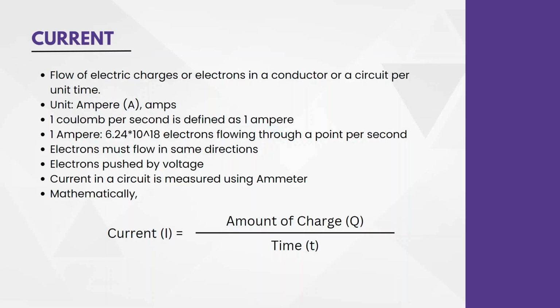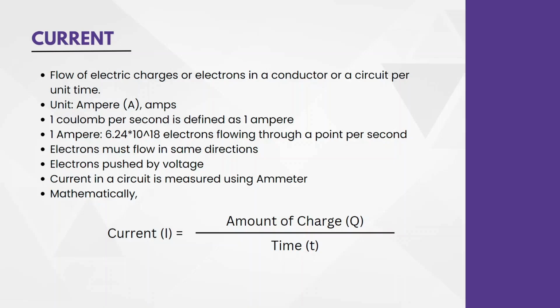Now let us break this down again. We know that 1 coulomb is 6.24 x 10^18 electrons, which means 1 ampere is this number of electrons that flow through a point per second. Then the current is said to be 1 ampere. And all these electrons must flow in one direction for current to be induced. And this work of pushing all the electrons towards one direction is done by voltage.